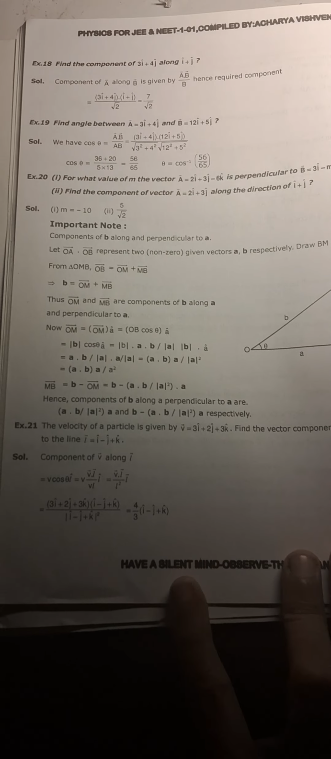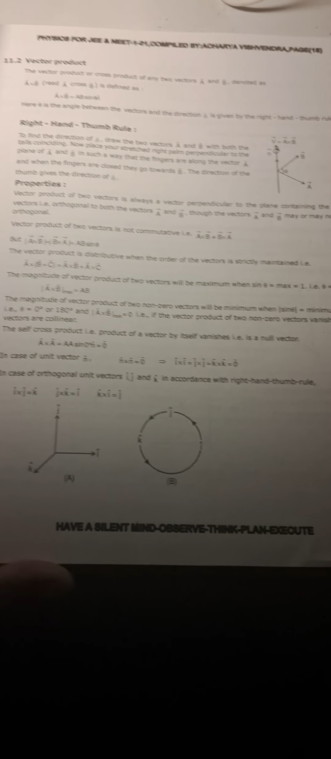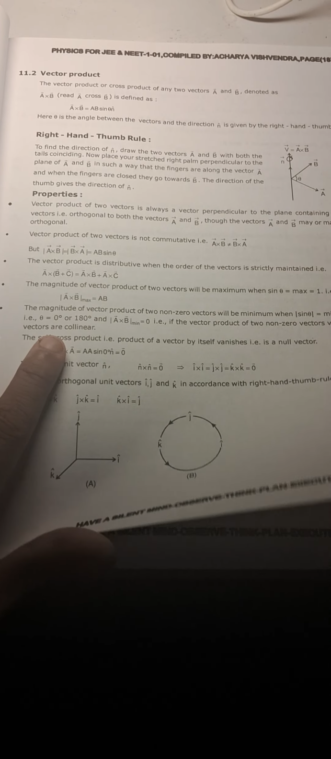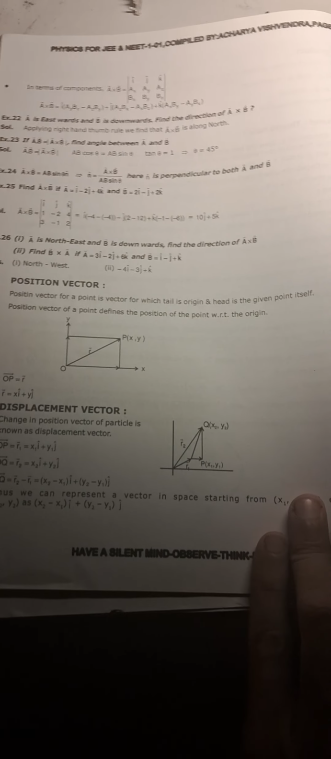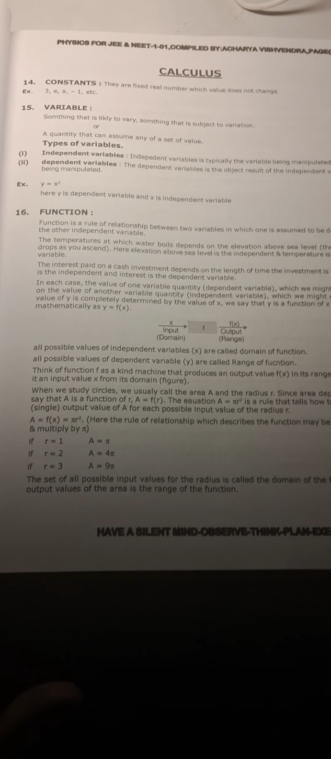Then we have addition and subtraction in component forms. These are the solved examples. Then multiplication of vectors. Then we have right hand thumb rule. The concept of position vector.